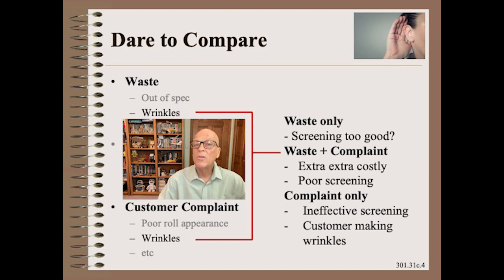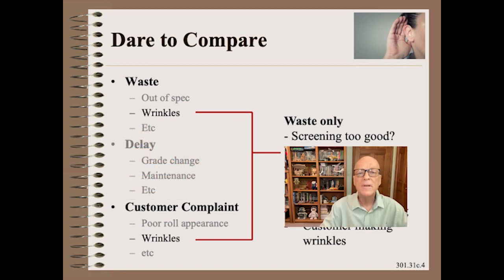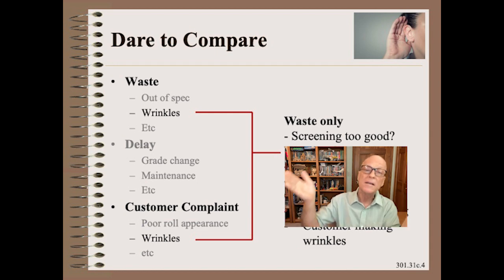Let me close with another of the many reasons to make this list. That is, much insight can be learned if you either see or don't see the same item showing up on different parts of the list. For example, if you see wrinkles only showing up on the waste column, then your screening might be too good. The goal is not 0 defects or 6 sigma. It is simple economics of the best balance between producer and consumer risk.